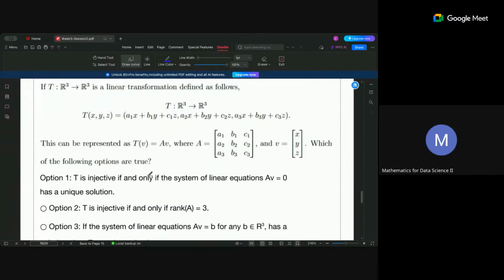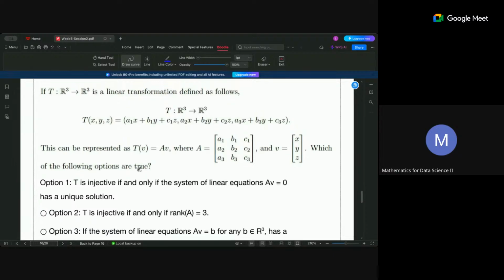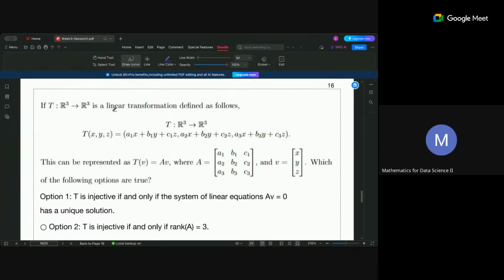I want you all to listen to this last question and then we can stop, because this summarizes the properties we have seen so far from week 1. T from R3 to R3 is a linear transformation defined as follows. T v is equal to A v, which you already know. Now T is injective if and only if the system of linear equations A v equal to 0 has a unique solution. First of all, what is the meaning of T is injective?